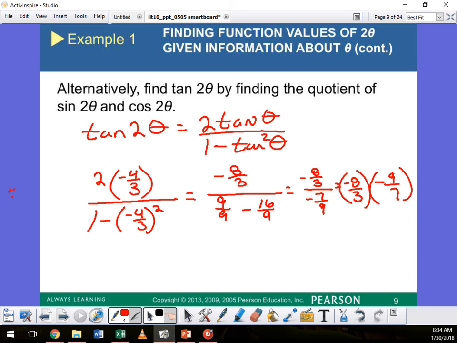Simplification. So the 9 and 3 will reduce. So it's going to be negative, negative makes it a positive. 3 and 8 is 24/7.